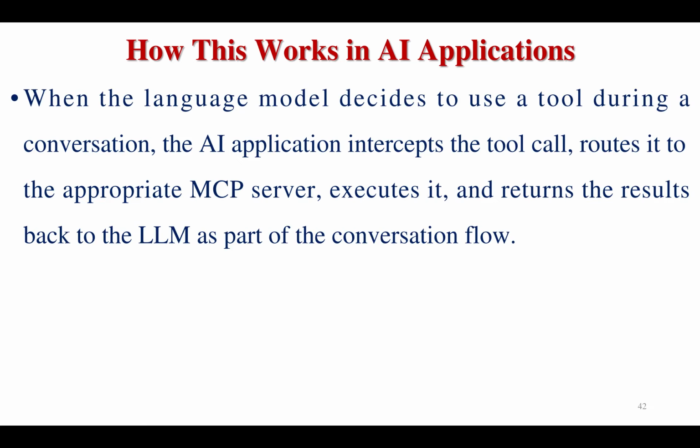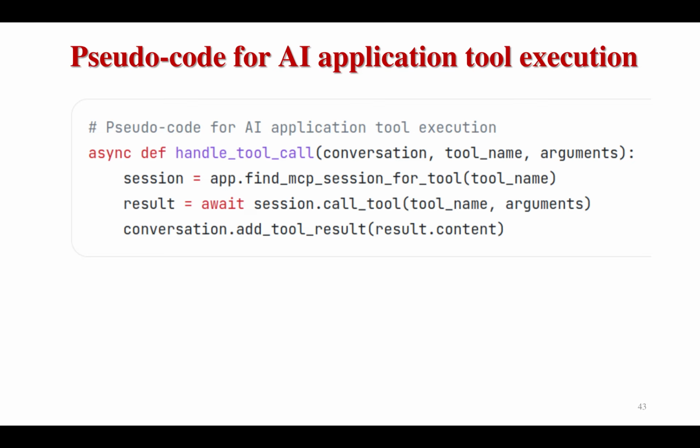And how it works in AI applications: when the language model decides to use a tool, suppose it understands that the question given by the user is beyond its capabilities, or beyond the knowledge it has, then it is going to use tools. So during the conversation it will check for tools, intercept the tool call, route it to the appropriate MCP server, execute it and return the results back to the LLM as a part of the conversation flow. Now the LLM can use whatever is returned by the tool for further processing.